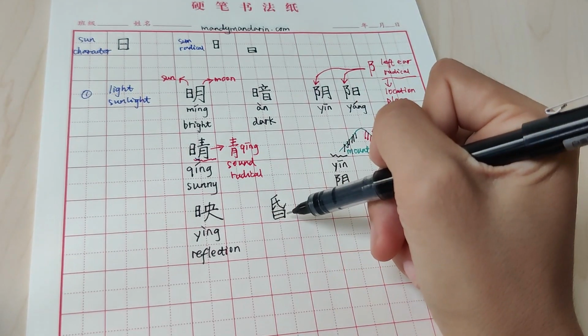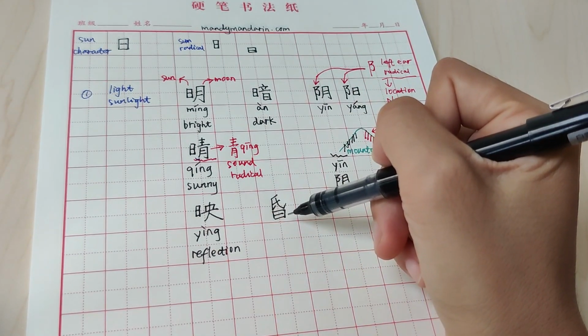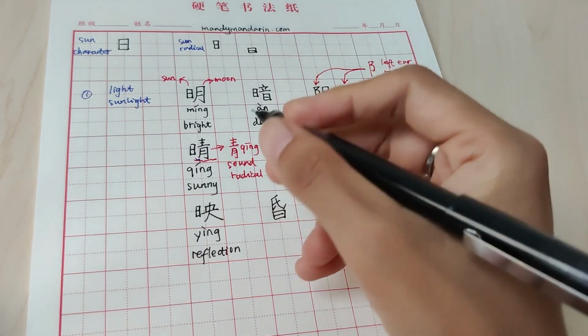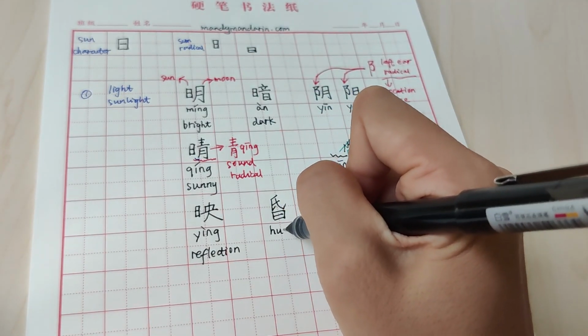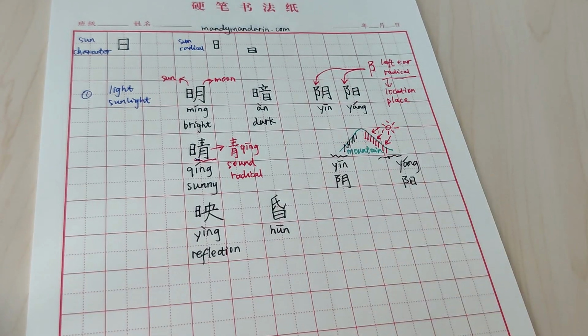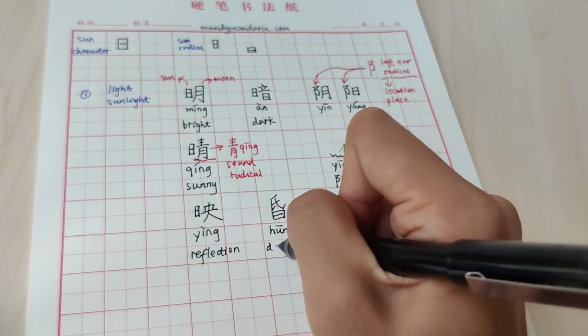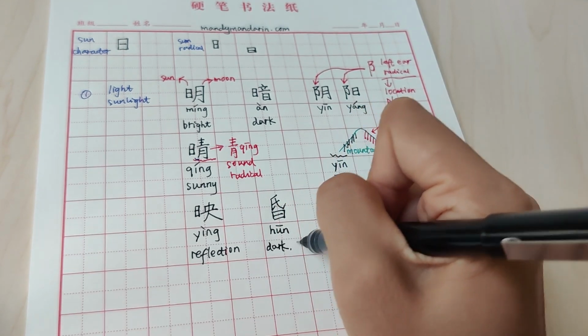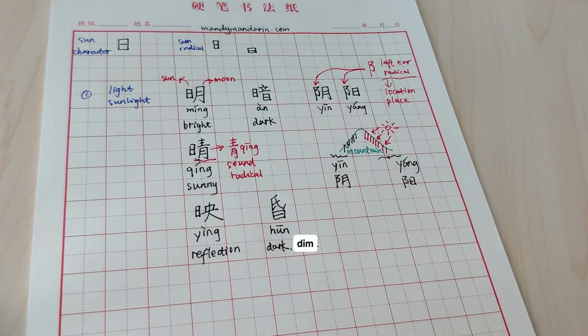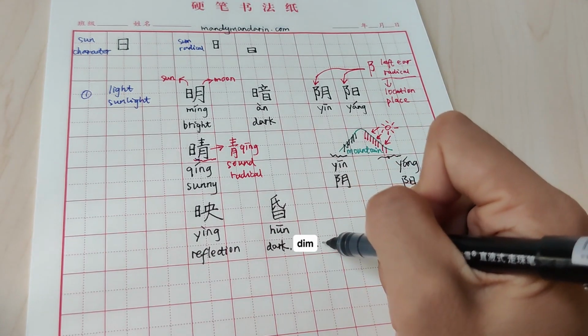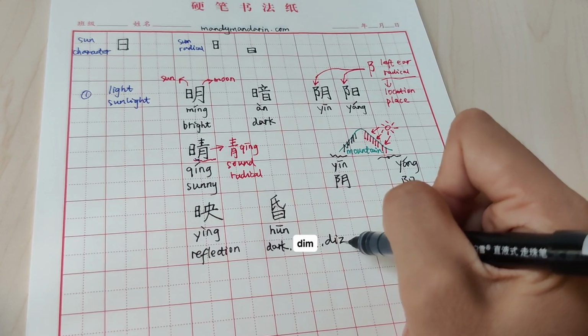Look at this. Now we have the sun radical at the bottom part. And this is 昏. And 昏 could also mean dark. You don't have much light, you don't have much energy. So 昏 could also refer to dizzy.